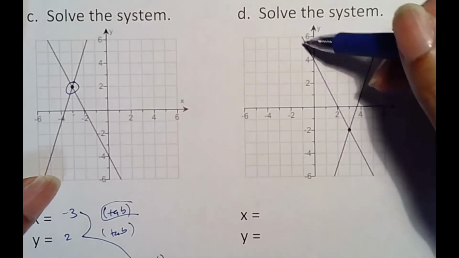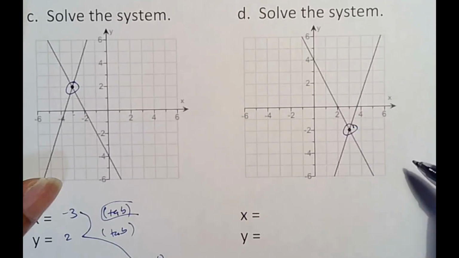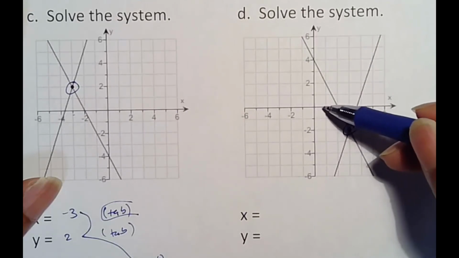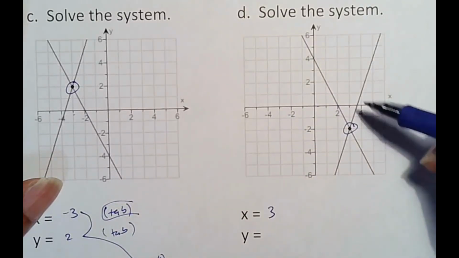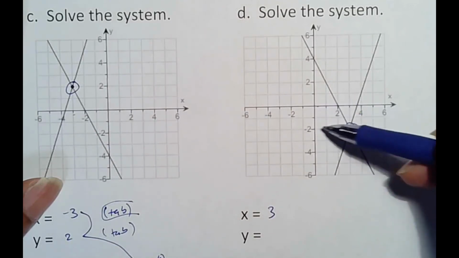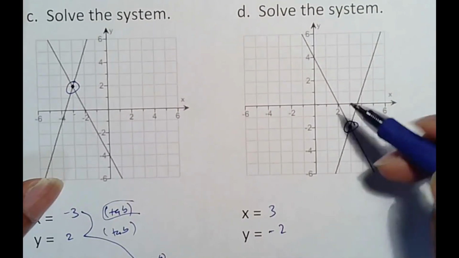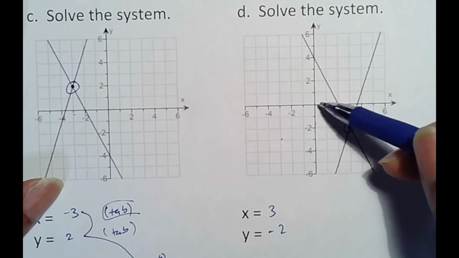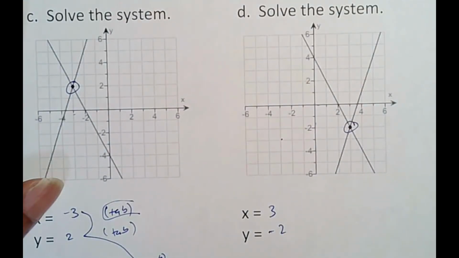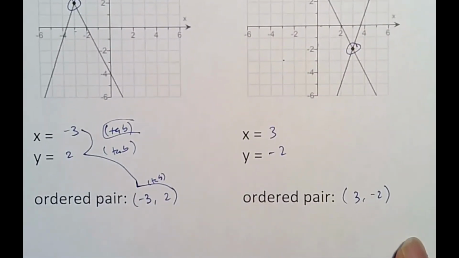Anyway, last one, solve the system. Here's my system. This is where they meet. This answer is my x. My x-axis goes to 3 to get above the point, and my y-axis goes to the number 2 to get to the point. I'm sorry, negative 2, because notice that I went down. If you're over here, you're going to be negative and negative. This is positive and negative. Other than that, you simply take those numbers, put them into your ordered pair, and go from there.